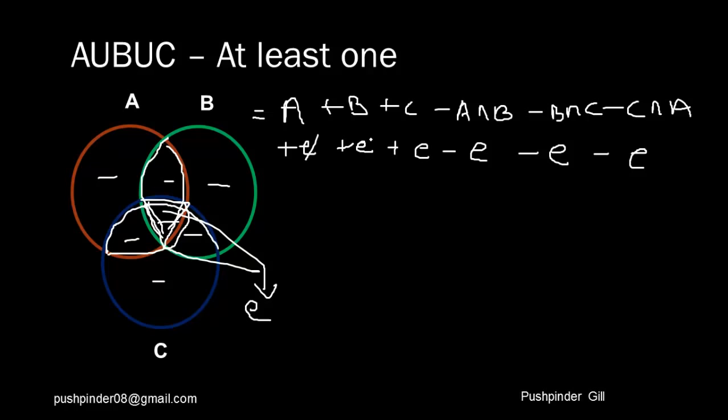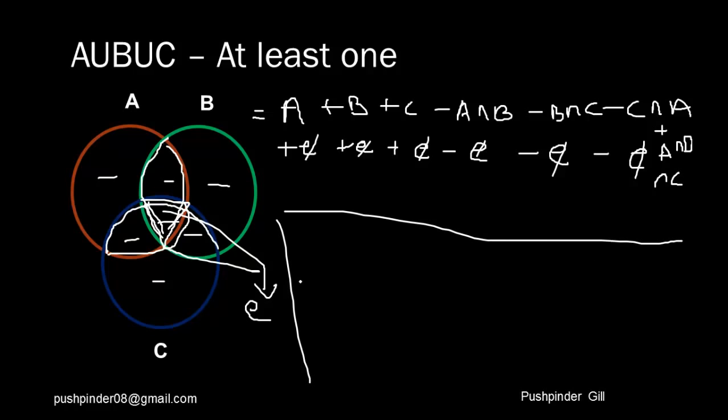So this area has been added 3 times and removed 3 times. That means the net effect of this area is 0. So for me to have an efficient formula, I would need to add it once more to get the complete formula. So the complete formula would be adding A intersection B intersection C.